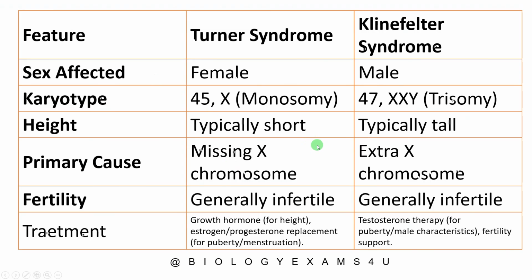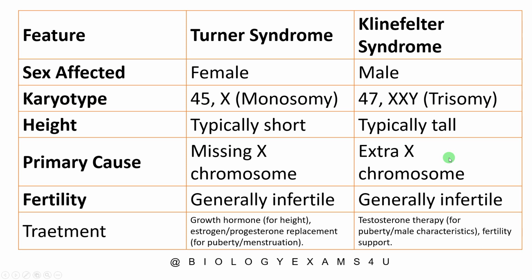Let us quickly summarize the difference. In Turner syndrome, the sex affected is female, whereas in Klinefelter syndrome, the sex affected is male. Karyotype is 45,X or monosomy in Turner syndrome, whereas in Klinefelter syndrome, it is trisomy, XXY. In Turner syndrome, height is typically short, whereas in Klinefelter syndrome, the height is more than the average, typically tall. Turner syndrome is due to the missing X chromosome, whereas Klinefelter syndrome is due to the presence of an extra X chromosome.